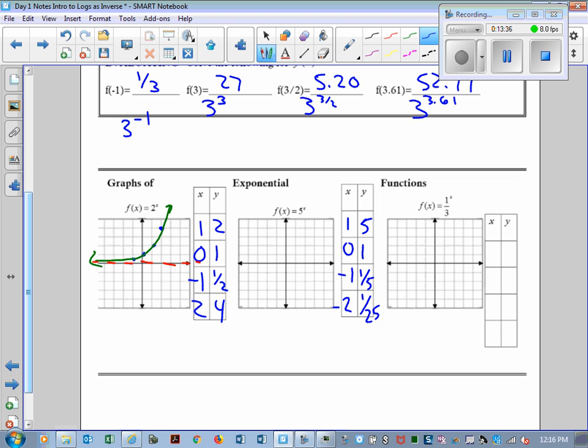So we have 1, 5, 0, 1, -1, 1/5, -2, 1/25, best you can draw it. Your graph goes pretty steep. Make sure you've got arrows on the end. And again, we have an asymptote on the x-axis.